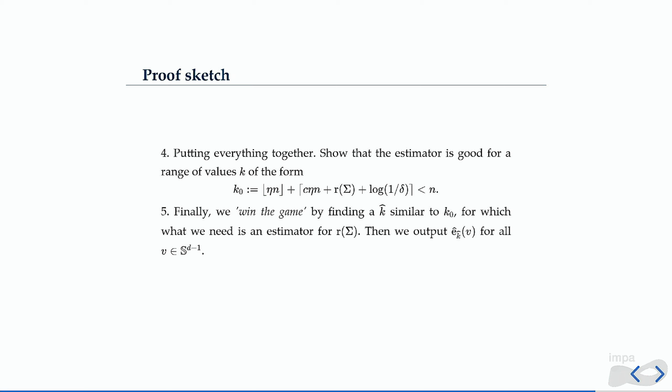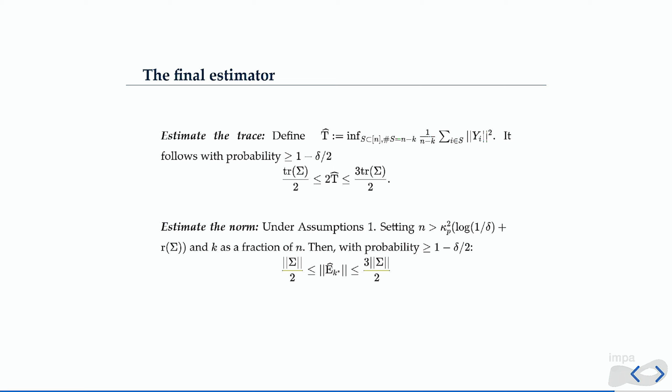And so now we're going to put everything together and show that the estimator is good for a range of values of K of this form. The problem here is that we don't know the effective rank. But what we can do is estimate the effective rank. So we win the game by finding a K of this form, for which we need to have an estimator. We're going to estimate the trace and the norm. For estimating the trace, the problem is to estimate the mean of positive real random variables. We know how to do this. We can use the trimmed mean estimator presented before.